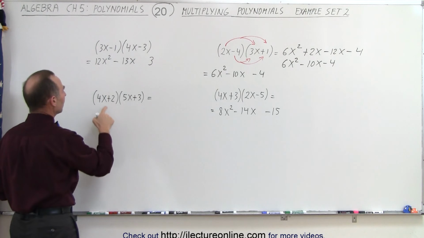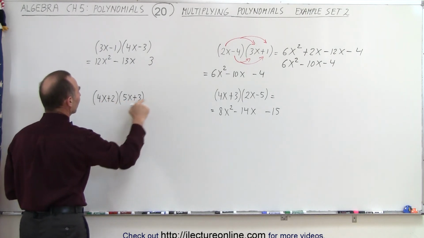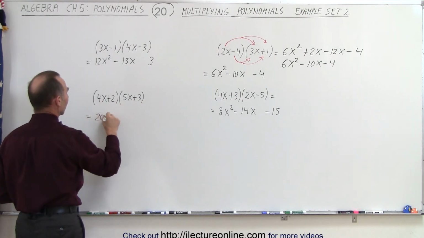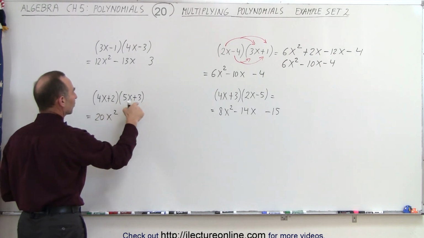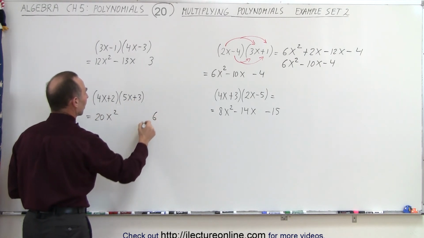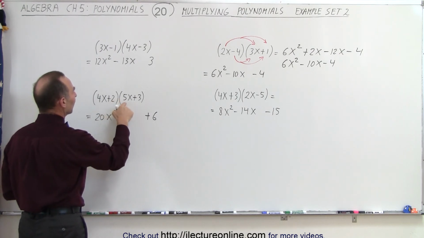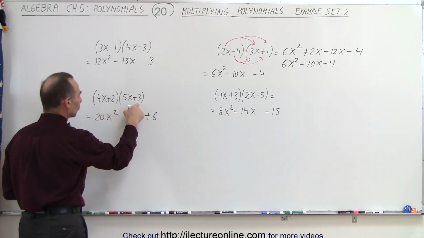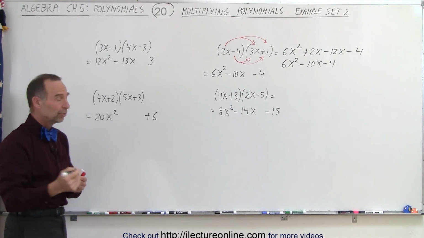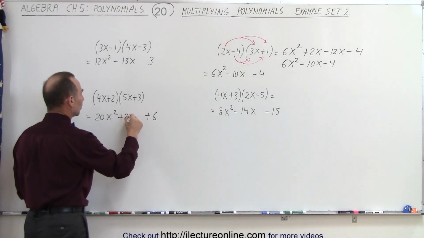And this one here, again, 4x times 5x, that's equal to 20x squared. 2 times 3, that's equal to a plus 6. And then we multiply the inner two together. 2 times 5 is 10. 4 times 3 is 12. 10 plus 12, 22, plus 22x.